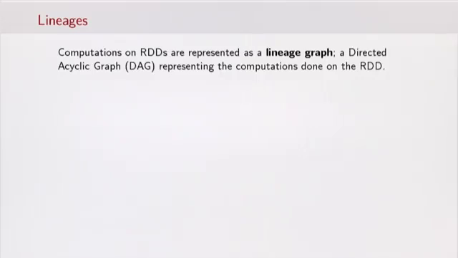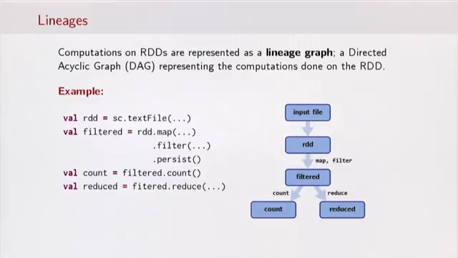Let's start with lineages. If you think about a group of computations that are done on an RDD, we can call that group of computations a lineage graph. That is, when you do operations on an RDD, the operations can be organized into a directed acyclic graph representing the computations that were done on that RDD. So here's an example. We start with some input RDD, then we call a number of operations on that RDD. We can then reuse one of these RDDs in two subsequent computations. So we can reuse this filtered RDD in a count, and we can also reuse it in a reduce. If you try to visualize it, it makes a graph like this.